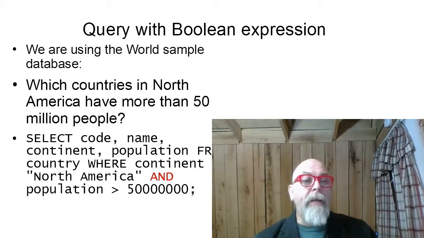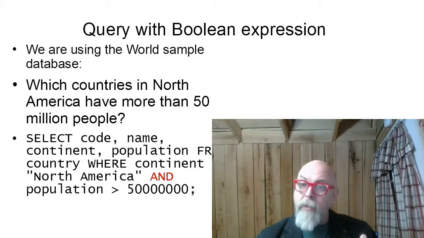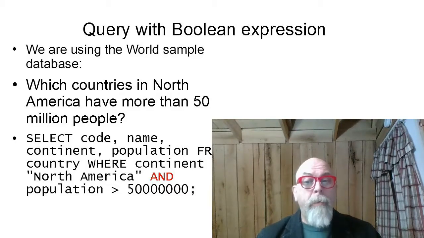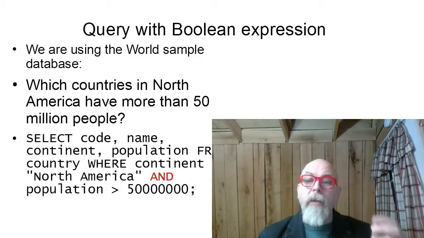Well, by saying continent equals North America, it collects all of those countries in North America. So if I just did a where with only that, I'd get all of the countries in North America. The other part says population greater than 50 million, which would give me a list of all of the countries in the world with a population of greater than 50 million. But by joining them together with the AND operator, I now get only those countries in North America with a population of greater than 50 million.